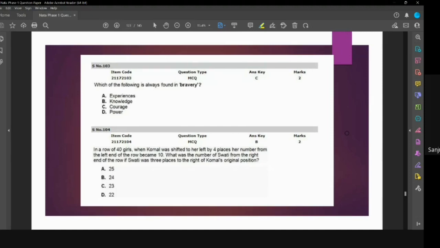Next question. Which of the following is always found in bravery? The question asks which quality is always found in bravery. And the answer is courage. Option C.